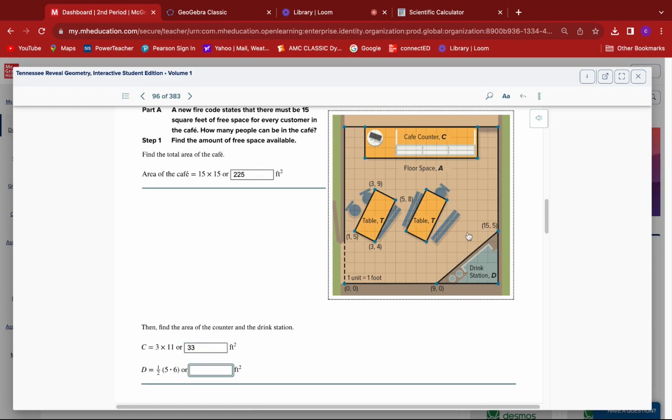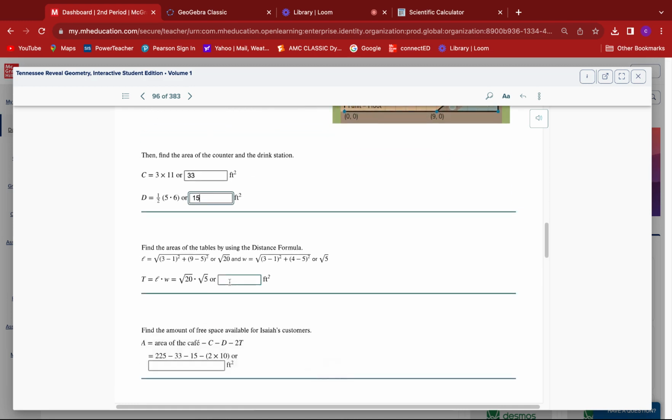It looks like we get a triangle for the drink station. And the formula for a triangle is 1/2 base times height. If you get stuck, you can just count over how many blocks and up how many blocks. It looks like it's 6 over and 5 blocks up. So that's where we get your 1/2 times 5 times 6. Well, 5 times 6 is 30, and half of that is 15.